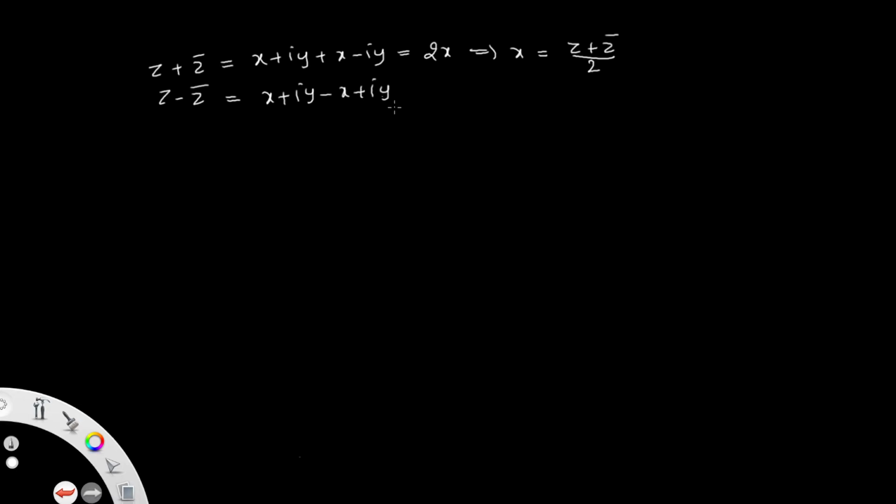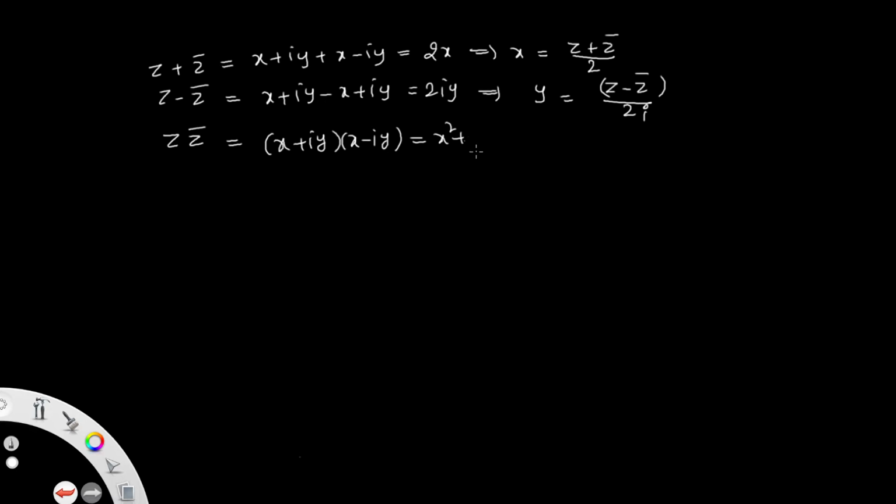That is, we can take it as 2iy. 2iy is nothing but... we treat y equal to (z minus z bar) by 2i. And similarly, z into z bar means (x plus iy) into (x minus iy). That means x square plus y square, and x square plus y square means modulus of z.